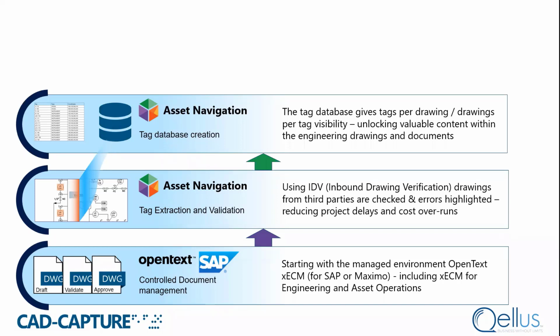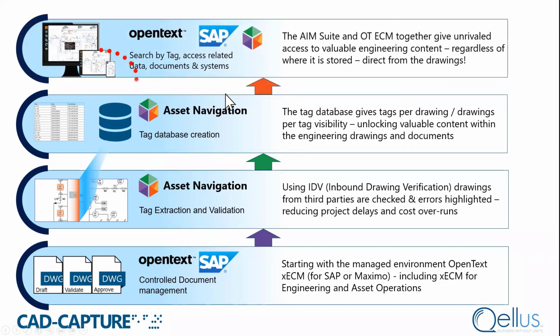So really, we're giving a bottom-up view of the drawings. If the drawings are in a system such as OpenText, we can go and get the drawings from there, harvest the tags, and then keep them updated. If they're in a different system, we can take them out and do the same in terms of creation of the database. So you get those tags per drawing, drawings per tag relationships.